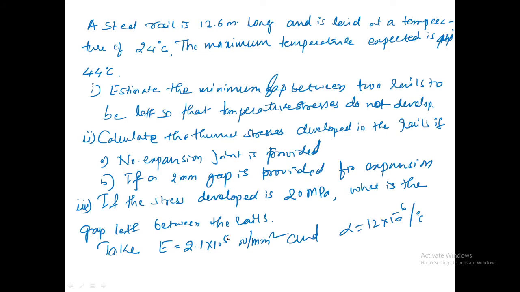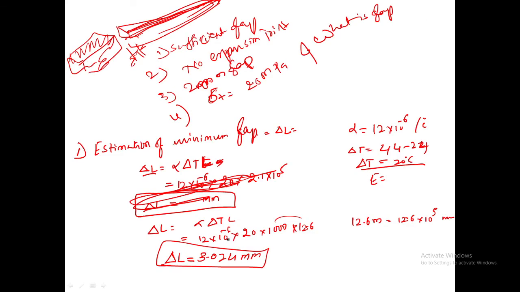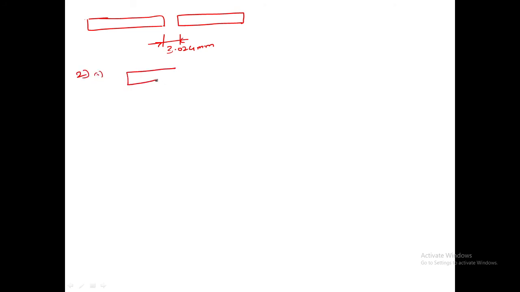Next, calculate the thermal stresses developed in the rails if, in the first case, an expansion joint is provided, and in the second, no expansion joint is provided. Okay. So that means now if you consider two rails here, okay, the gap between two rails now is 3.024 mm. Okay. Now the possibility of expansion is here. Okay. Now what they say in the second case, first bit, is there is no expansion gap between the rails. That means they have placed one over another.